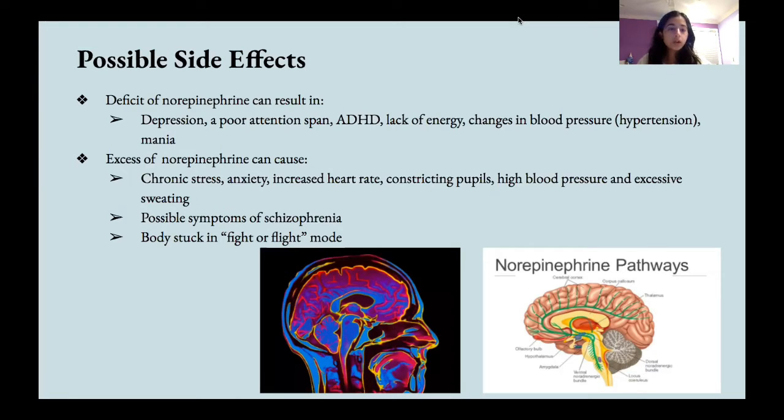It can also cause an excess of norepinephrine, which can cause paroxysmal sympathetic hyperactivity. And this is when the body is stuck in fight or flight mode. Some related symptoms to this condition are chronic stress, anxiety, and increased heart rate, constricting pupils, high blood pressure, and excessive sweating. Furthermore, it can also cause symptoms of schizophrenia.